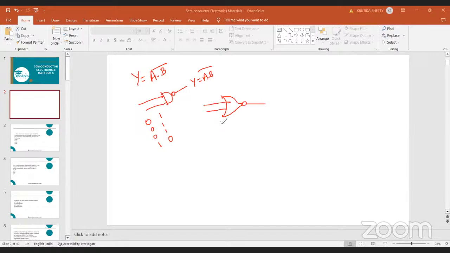So here what is the output? So actually we will get for NOR gate. For the OR gate it is 0, 1, 1, 1 you get. In the NOR gate it will be 1, 0, 0, 0.